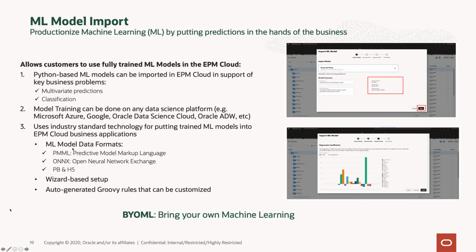Data for data science projects are not CSV files. It's not flat files like you might be accustomed to. There are specific exchange formats like PMML and ONNX, and these are the formats that we support to bring that data in. We also have a wizard-based setup, really nice to set that up. And then what it also does is generate a Groovy rule that can be connected right to your planning process.